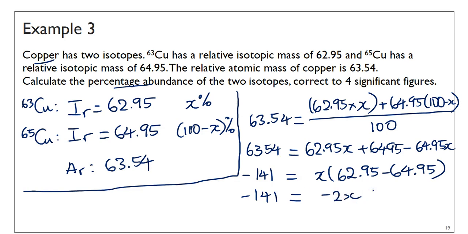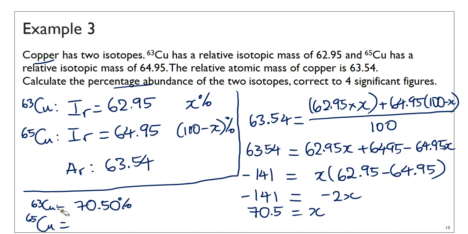Okay, so 141 divided by 2, you get 70.5 equal to x. So the percentage abundance of copper 63 is going to be 70.50%, corrected to 4 significant figures. And the percentage abundance of copper 65 is going to be 100 minus that, which is going to be 29.5. I have some self-respect, so I'm going to try and do that by hand. Okay, so there you go. That's the answer. Linear equations, so good.